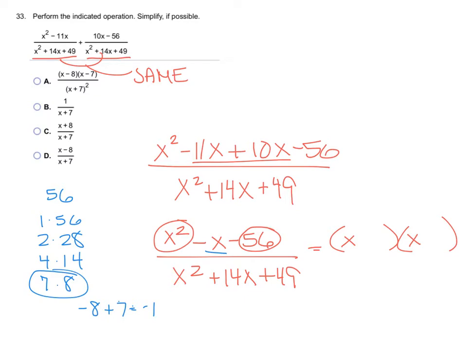So in one parenthesis, I'll put a negative 8, and in the other, I'll put a positive 7. Now I need to factor the denominator into two sets of parentheses.